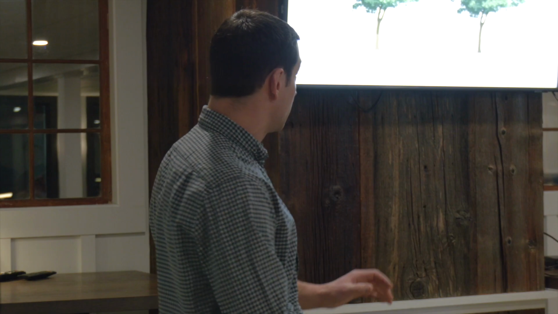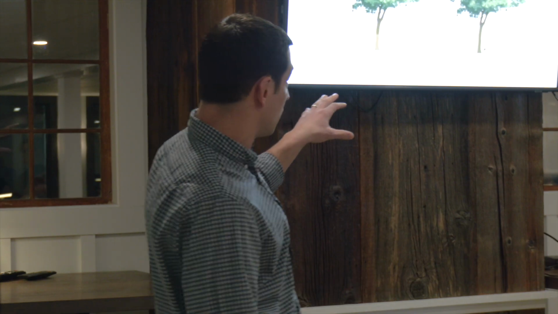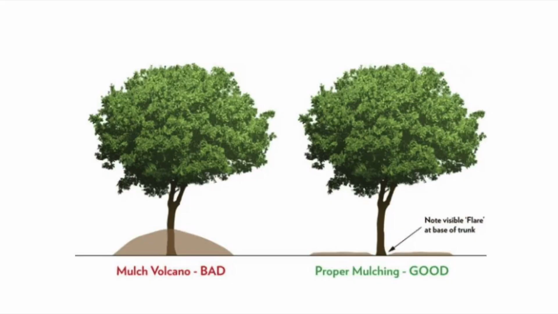Just a little visual here. We want to avoid doing what's called a mulch volcano and putting a large composition. It seems silly, but if you drive to some of the buildings around Tenny Mountain Highway, you'll see those crews, and they'll put the mulch a foot up the stem. We want to think about donuts and having a hole around the base of the tree.